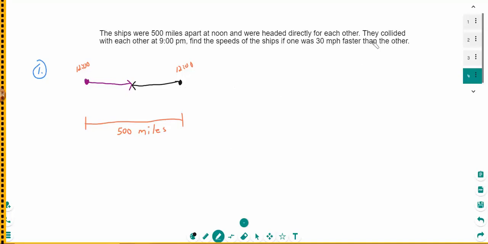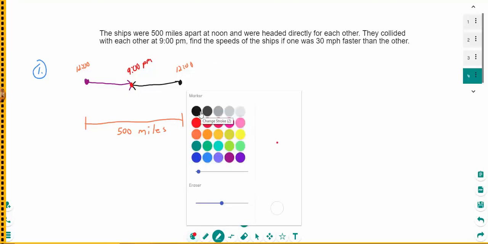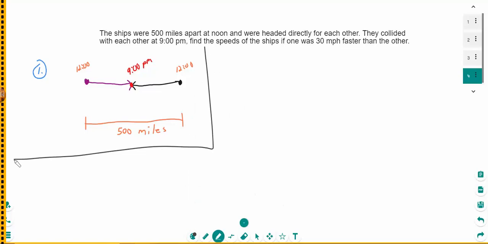Okay, and then they collide. They collide with each other at 9 o'clock p.m. So at this point right here, they have a collision, and that's at 9 o'clock p.m. Okay? All right, so find the speeds of the ships if one was 30 miles per hour faster than the other. All right, so this is our diagram of what's going on here, right?